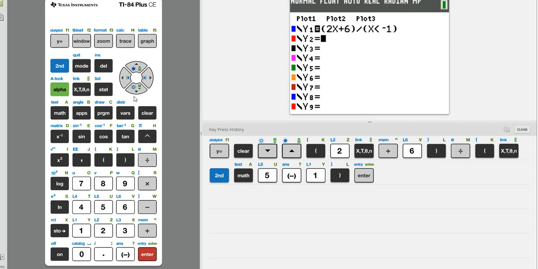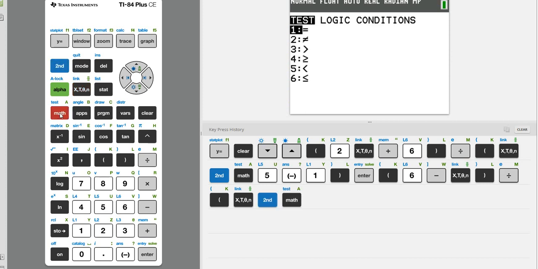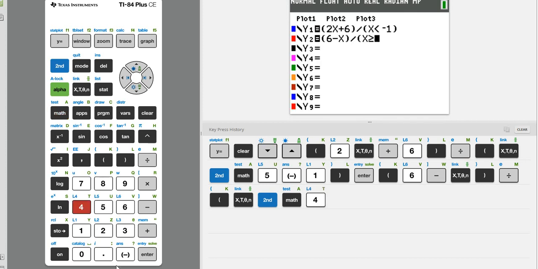Let's put in the other part of this. The other part would be parentheses 6 minus x. Let's play our same game, divide by parentheses x is greater than or equal to 1. So this time when you hit the second key, then the math key, you want to choose option number 4, greater than or equal to, like that.